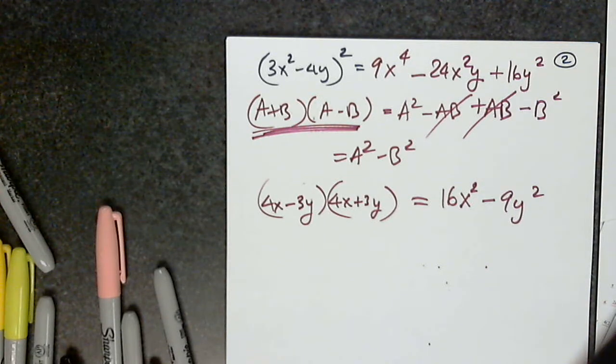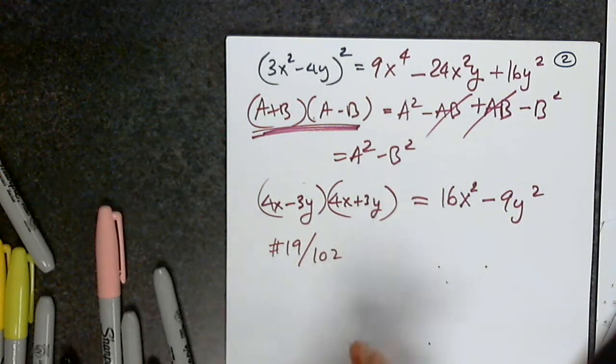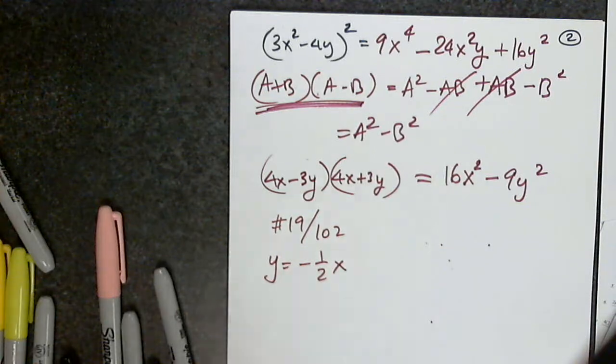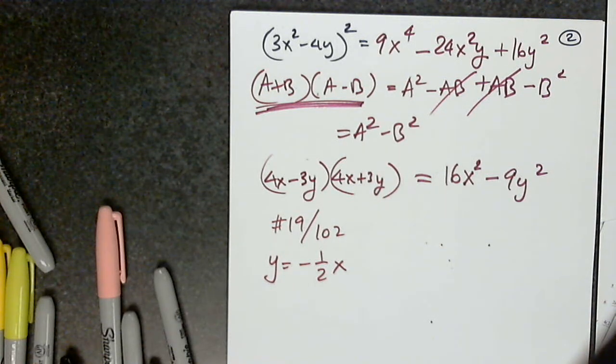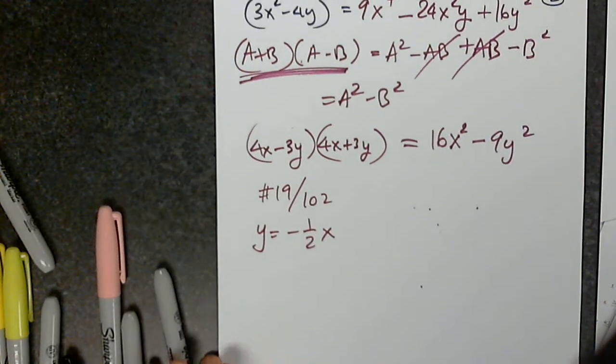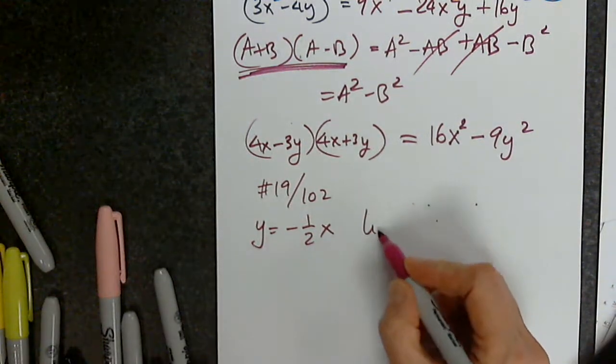I'm going to start with a linear equation. So let's say problem 19 on page 102. And we have y equals negative 1/2 x. I'm asked to graph this, and the first question I have for you is, what is it? I can't graph something unless I know what it is. Yes, it is a straight line. This is a linear equation.